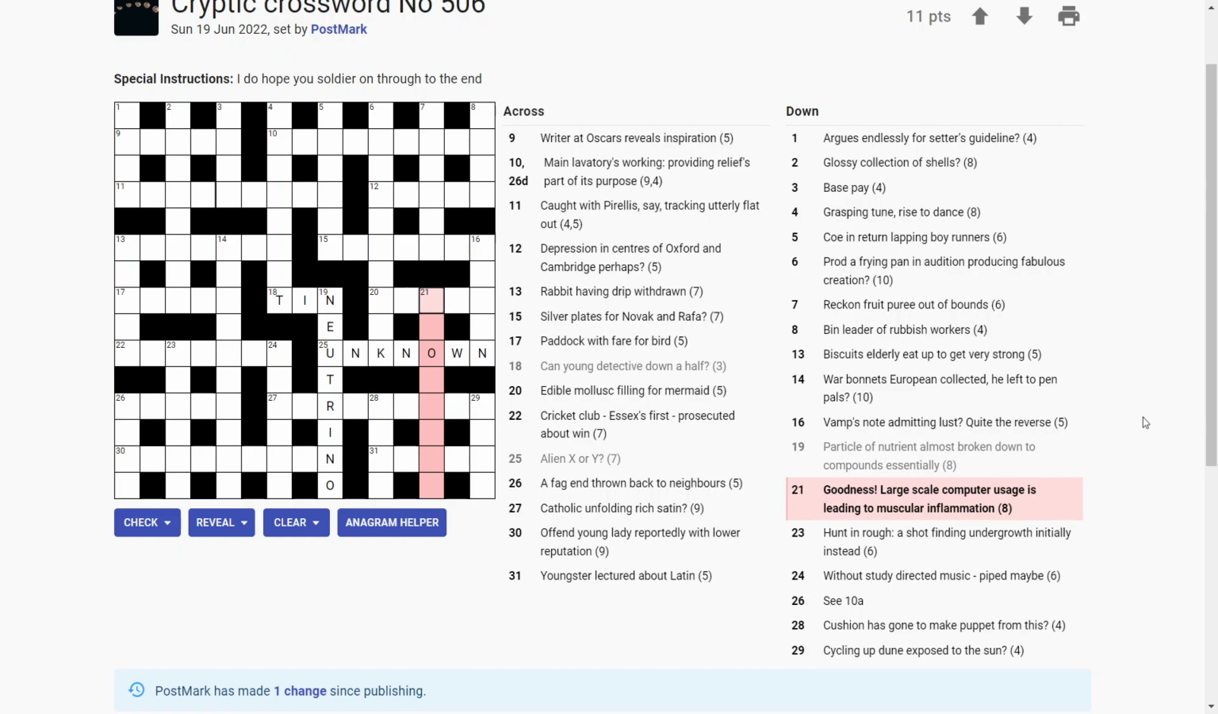Yes, large-scale computer usage is leading to muscular inflammation. This is really tough. Large scale can be OS for outsized. Computer usage. I don't know.